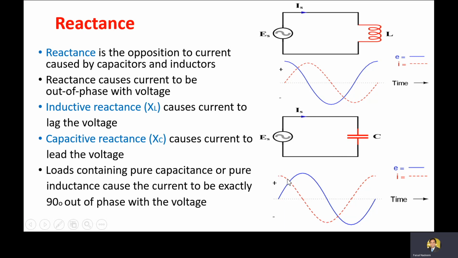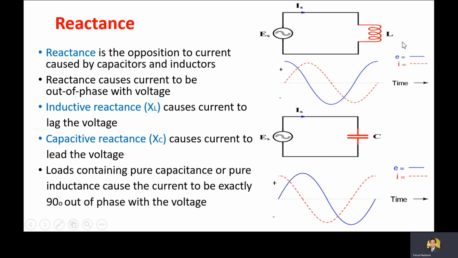So this red dashed line waveform, which is representing the current, is reaching its maximum of 90-degree angle before the voltage waveform. So the voltage waveform is reaching its maximum angle later than the current waveform, or the current waveform is reaching its maximum position before the voltage waveform. Therefore, we can say that in this case, the current is leading the voltage.